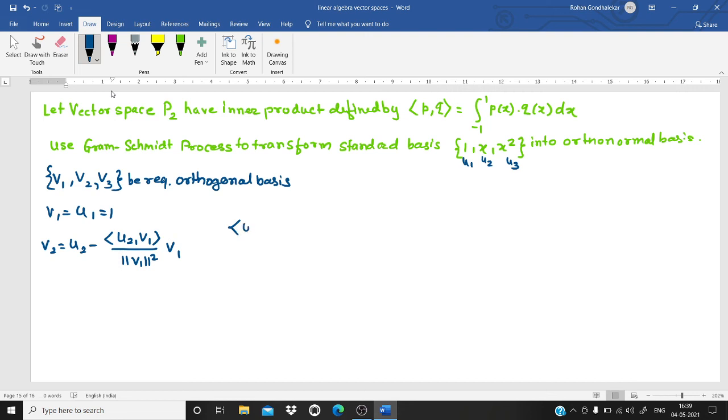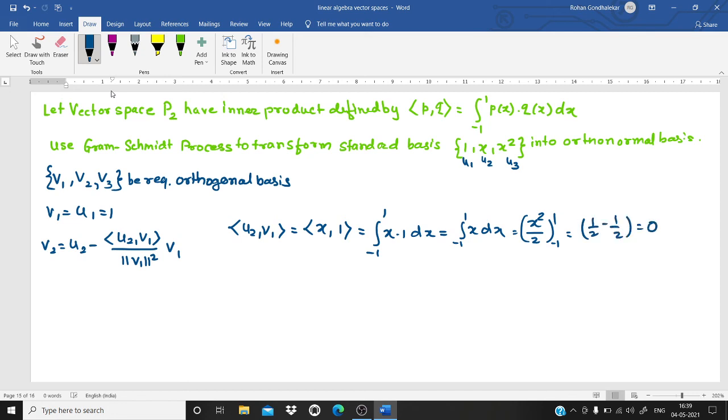What is the inner product of U2 with V1? What is U2? x. Here V1 is 1. So it is nothing but integration from minus 1 to 1 of x into 1 dx. So how much is it? Integration x dx is x square by 2, limits from minus 1 to plus 1. Substitute the limits. Here it is 1 by 2 minus 1 by 2, which is 0.